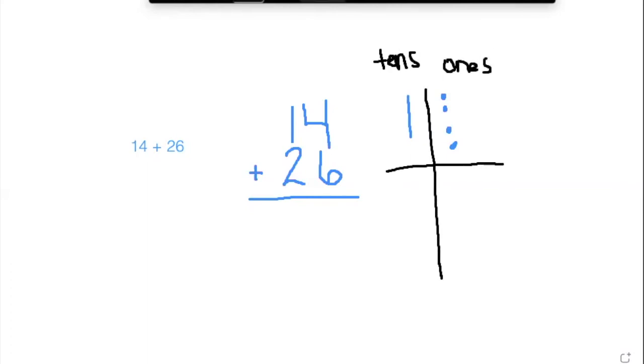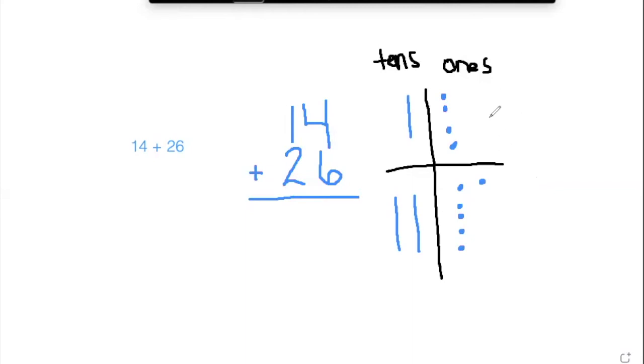Okay. So we took care of 14. Now let's take a look at 26. I have 2 groups of 10 and 1, 2, 3, 4, 5, and 6. Let's go ahead and take a look at our ones first. Let's count them all up together. I have 1, 2, 3, 4, 5, 6, 7, 8, 9, 10.